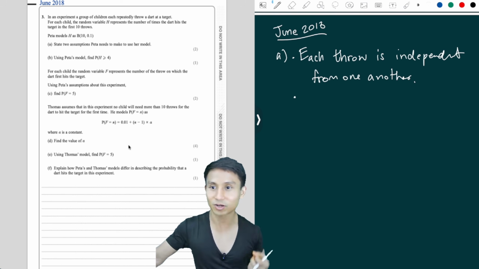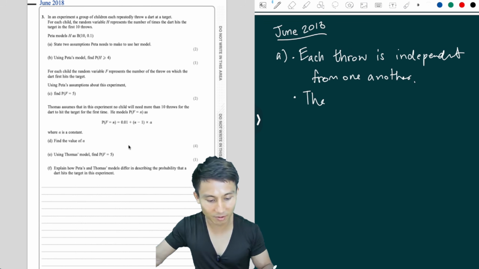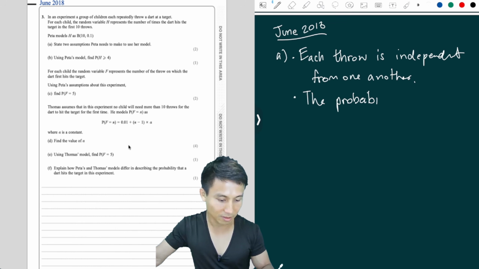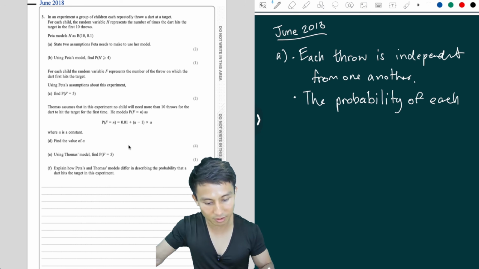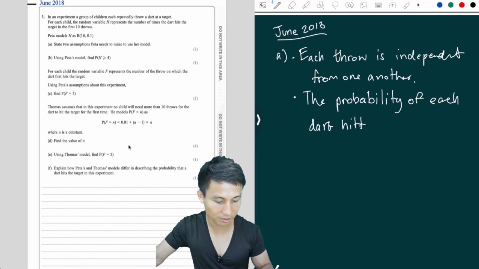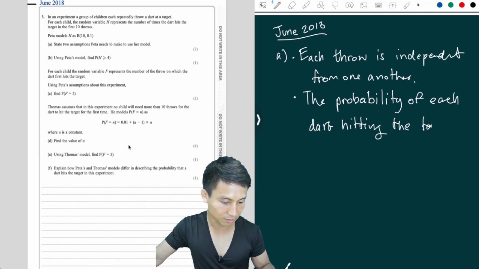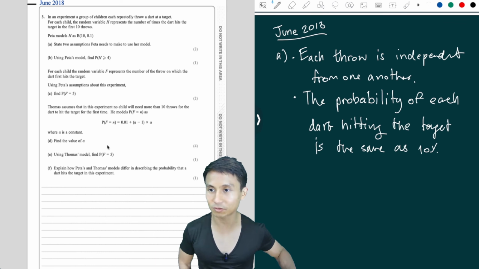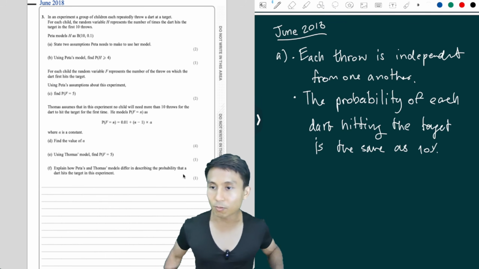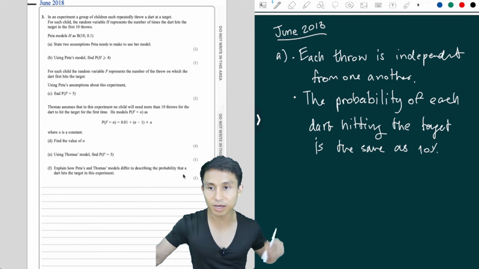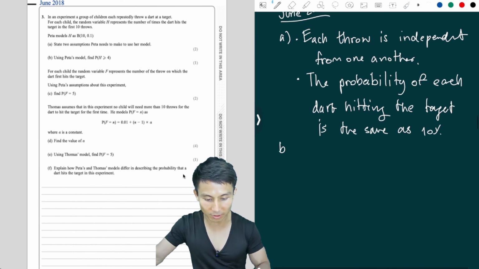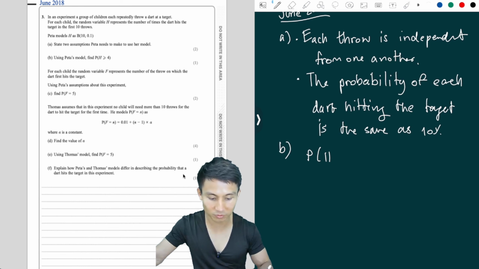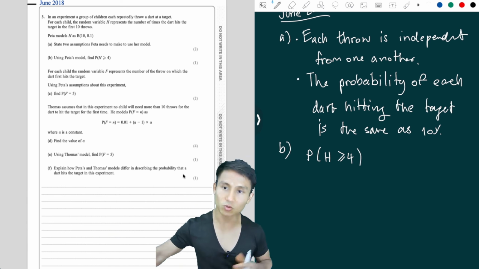So the probability of each dart hitting the target is the same, 10%. Those are the two assumptions there. And now part B, using Peter's model, find P of H greater than or equal to 4. So probability in a binomial distribution, you can use the calculator.